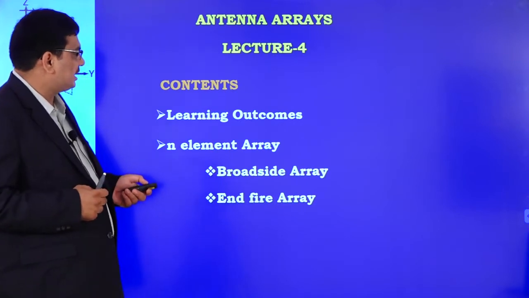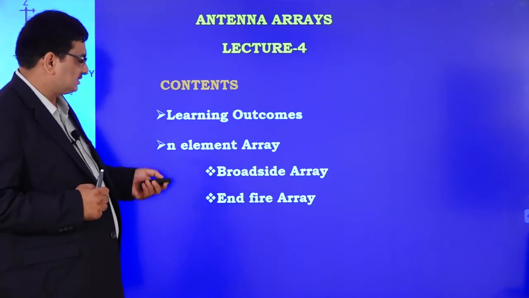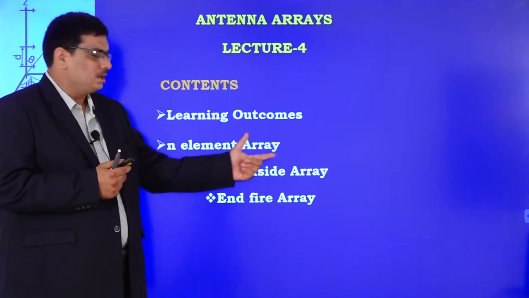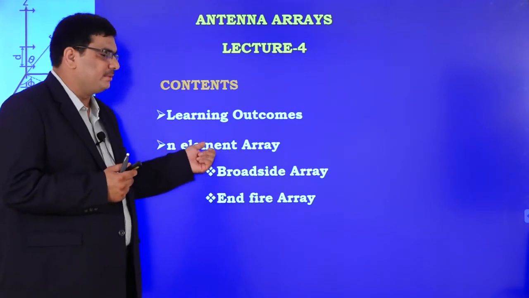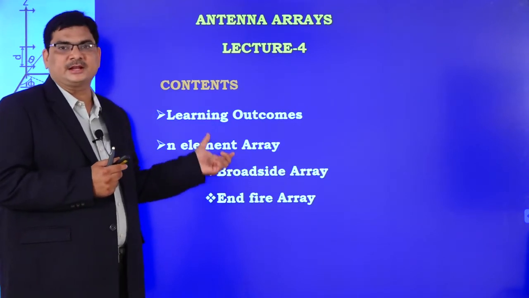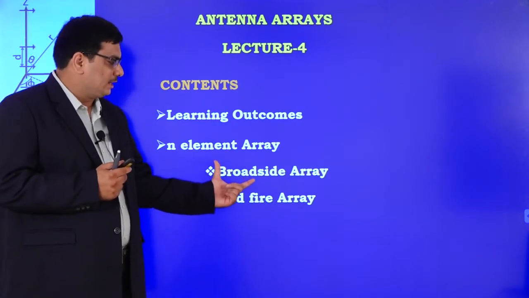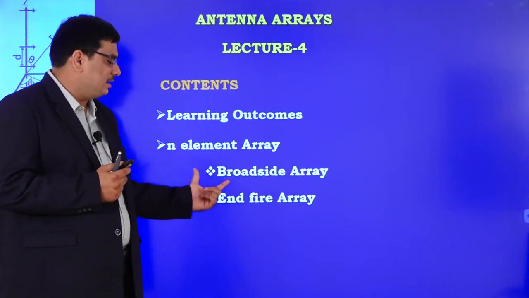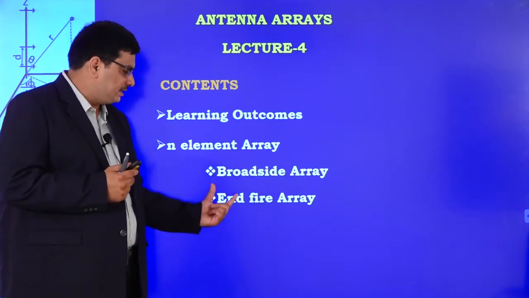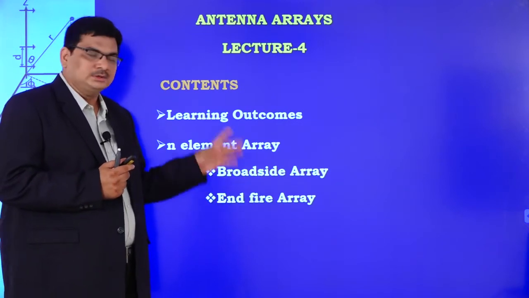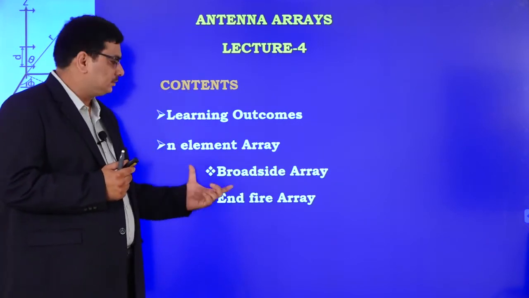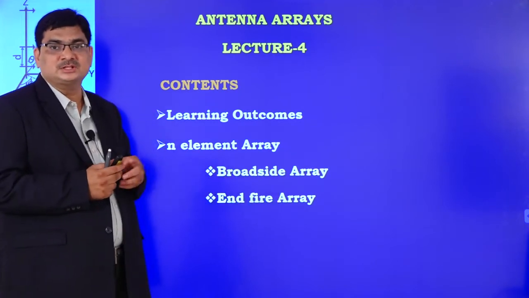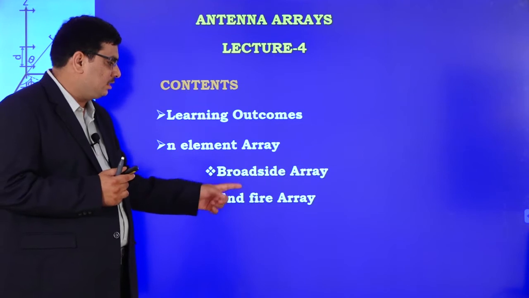So, these are the lecture contents. Already in the previous class we discussed the n element linear array. Now we are discussing, in this n element linear array, if the orientation of your elements is perpendicular to the axis, then it is called a broadside array. In the end fire array also the elements are perpendicular, but the radiation is along the axis. That is the basic difference between broadside array and end fire array.